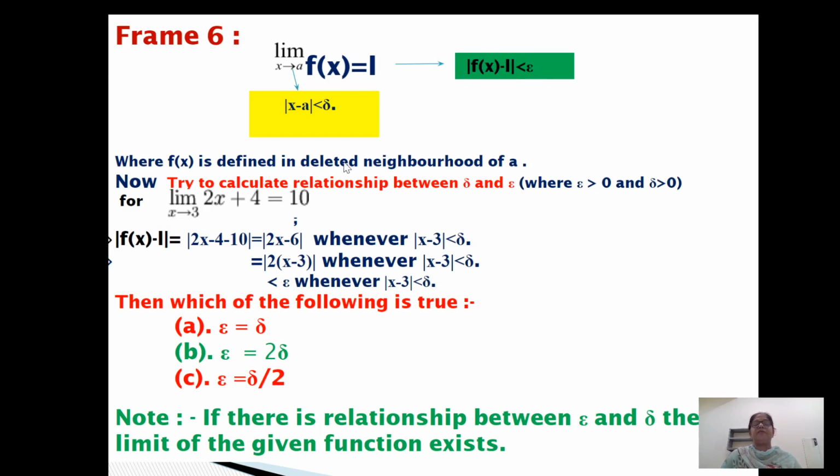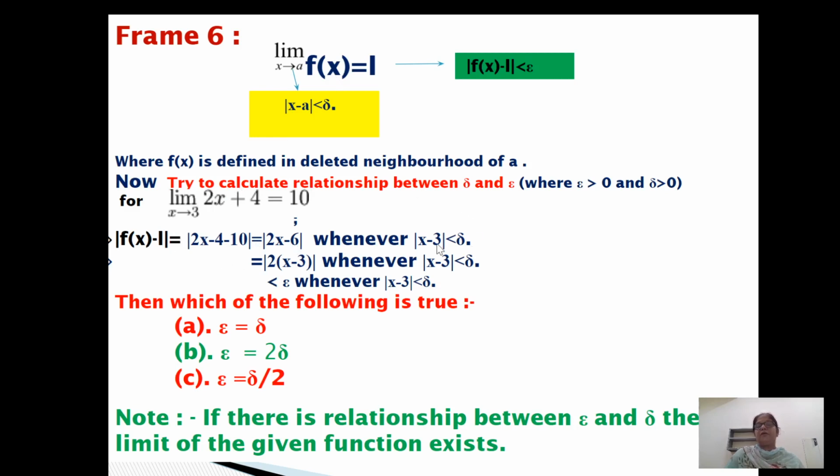Now, here f of x is defined in a deleted neighborhood of A. Now, try to calculate the relationship between epsilon and delta, because if there is a relationship between epsilon and delta, then we will say the limit exists. For example, we take limit as x tends to 3 of 2x plus 4 is equal to 10. Now, as per the definition, I have to take f of x minus L. Now, f of x is what? F of x is 2x plus 4. L is what? 10. Put all these values here.